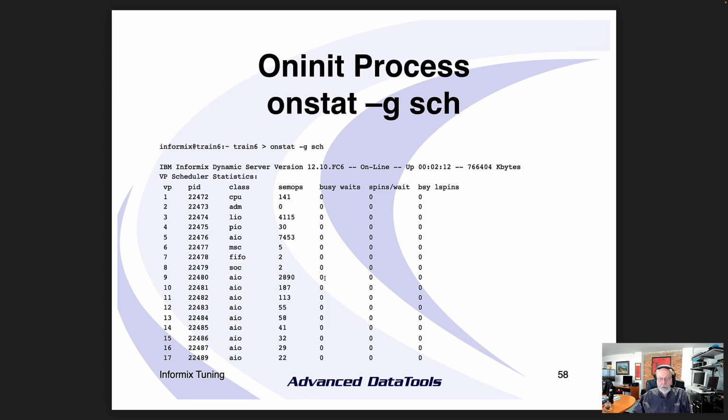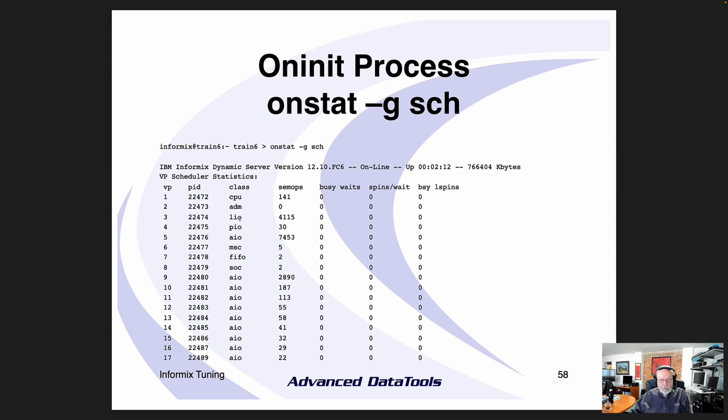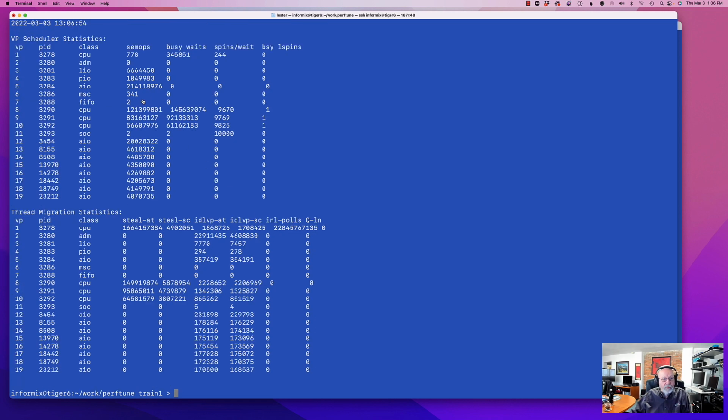And you can do onstat -g sch. That will tell you what your oninits are. Some of them are started automatically. These 5 are automatically started when you start Informix. There's nothing you can do about them. If you have auditing turned on, you'll see an oninit called ADT. And this, by the way, is the class here. Let me go to my server here and do onstat -g sch. And you can see the class here tells me what I'm doing.